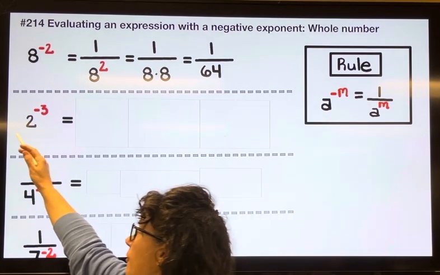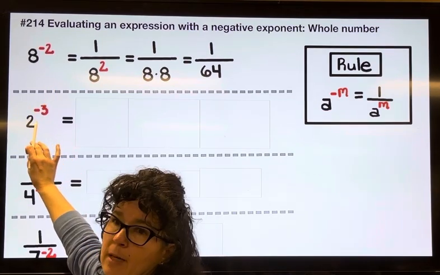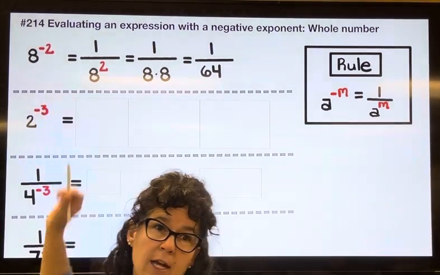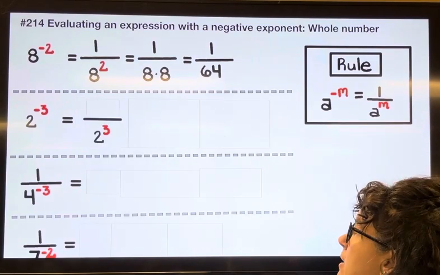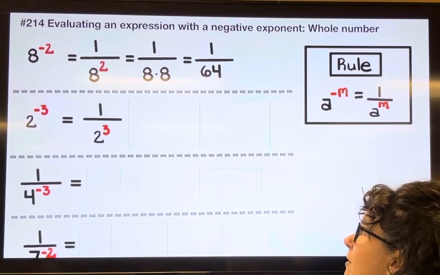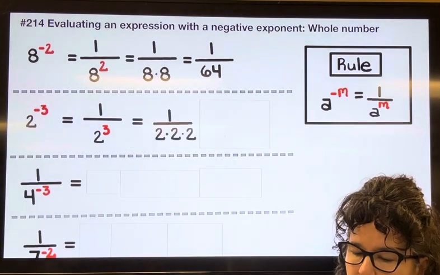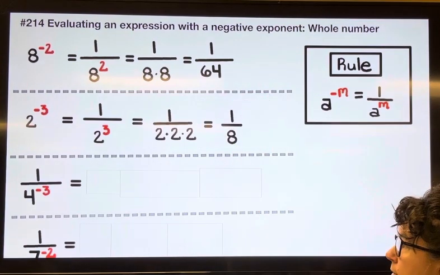So we've got a fraction bar line here. We're going to grab this and move it to the denominator, and that's going to change the sign of the exponent. So we're going to have 2 to the positive 3 by putting that in the denominator, and then we would still have a 1 in the numerator. Expanding 2 to the 3rd, I end up with 1/8.